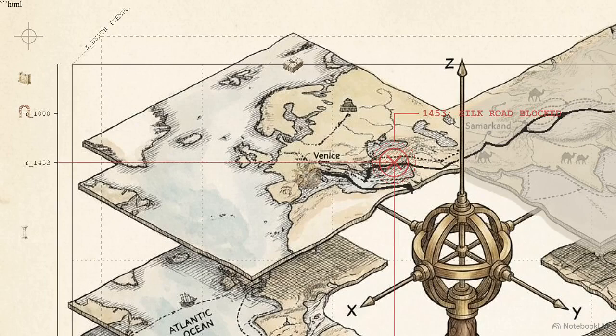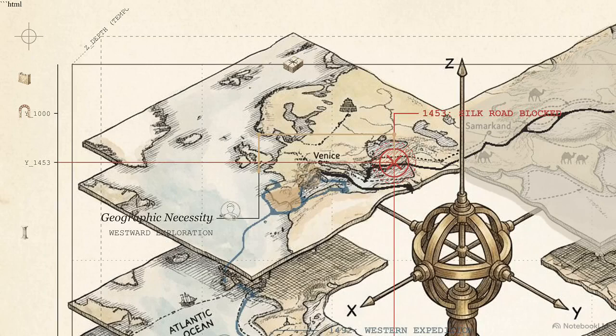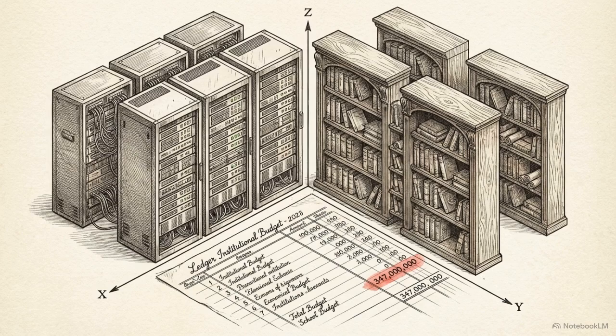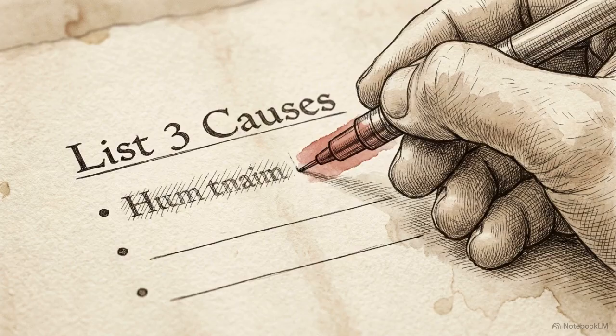What is missing from the curriculum is the geographic and economic reality. The Ottoman capture of Constantinople severed the primary overland trade route between Europe and Asia. That physical blockage across continents is the exact catalyst that forced European powers to seek a new naval route westward 39 years later. Universities spend $347 million annually on digital history tools that fail to bridge this comprehension gap, leaving students unable to identify more than a single causal factor from major global events.